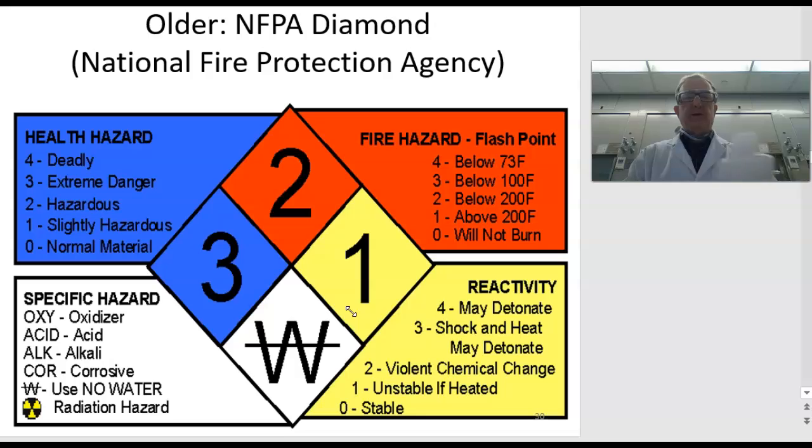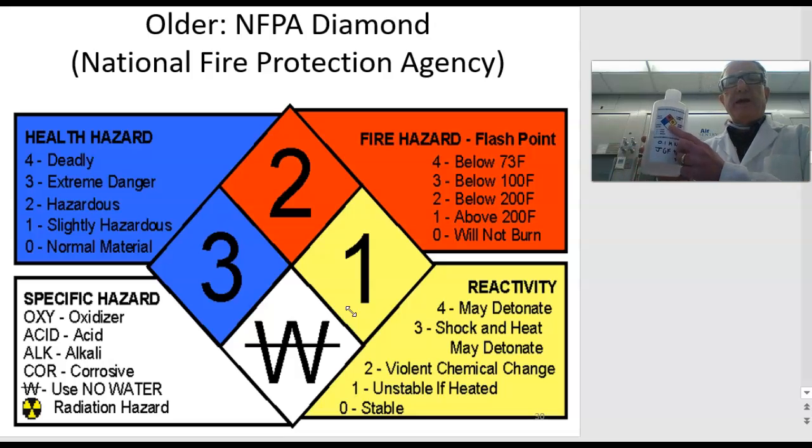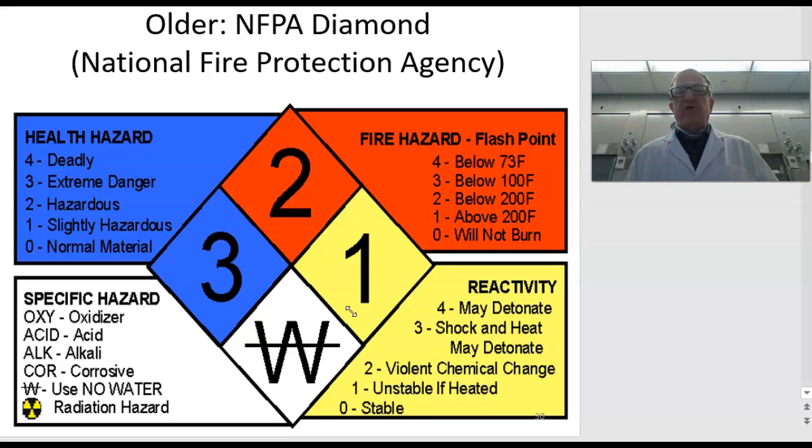This NFPA diamond, National Fire Protection Agency, is an older type of label. It goes from 0 to 4, with 4 being the most hazardous material. The blue refers to the health hazard. The red diamond within the diamond is fire hazard. The yellow diamond talks about the reactivity or the instability. And then the white diamond tells about anything special about the reagents, such as if it were reactive with water in a hazardous manner.